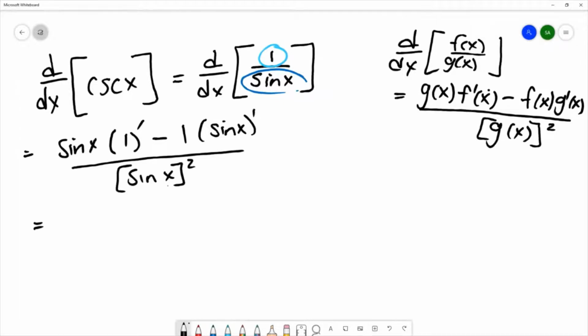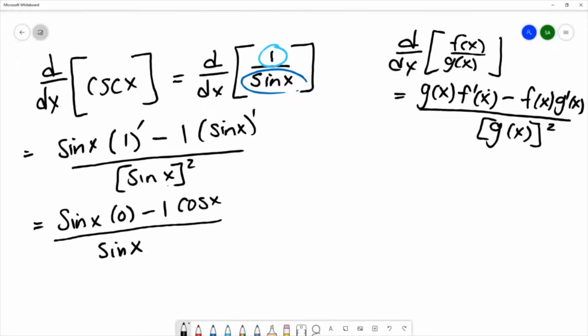So I have sine x, the derivative of 1 is 0, and the derivative of sine is cosine. Sine x times 0 minus 1 times cosine x. And in the bottom I have sine x squared or sine squared x. So this gives me negative cosine x over sine squared x.